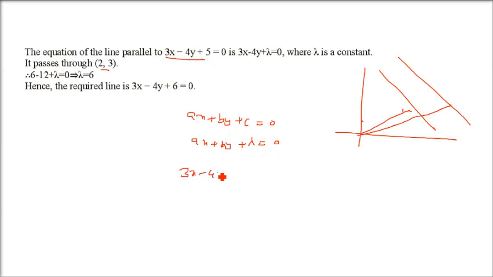Now we have this line 3x minus 4y plus lambda equals 0, and it is passing through (2, 3). So put x as 2, y as 3, and you'll get 6 minus 12 plus lambda equals 0, so lambda equals 6. Now this lambda you have to place in this equation. That will be 3x minus 4y plus 6 equals 0.